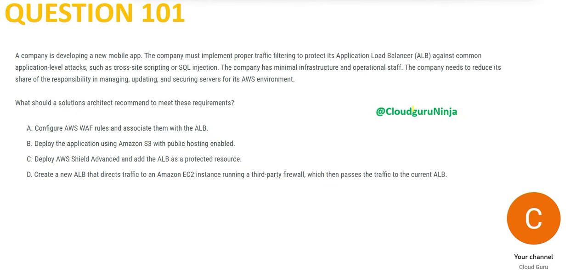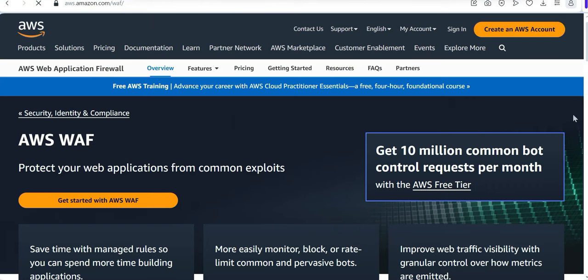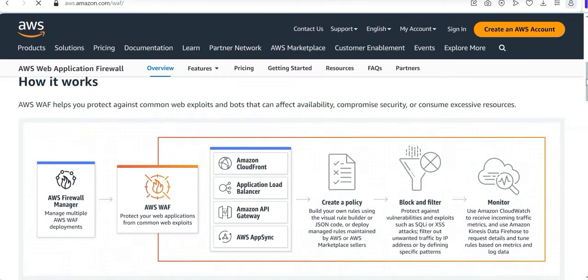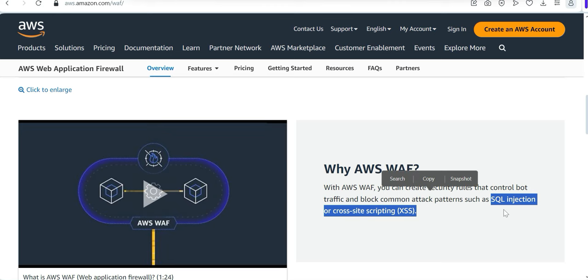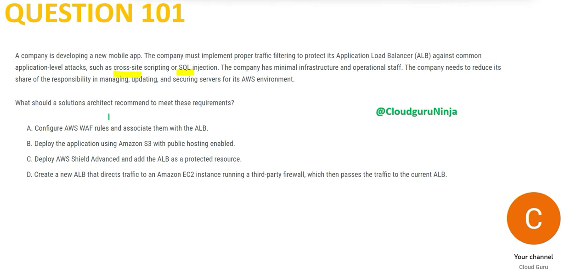Let us look at this question. So first, even before I read the question, I see SQL injection and cross-site scripting. So I know we have to use WAF in this case because it is for cross-site scripting and SQL injection. So I have only one option with WAF. This would be my answer.